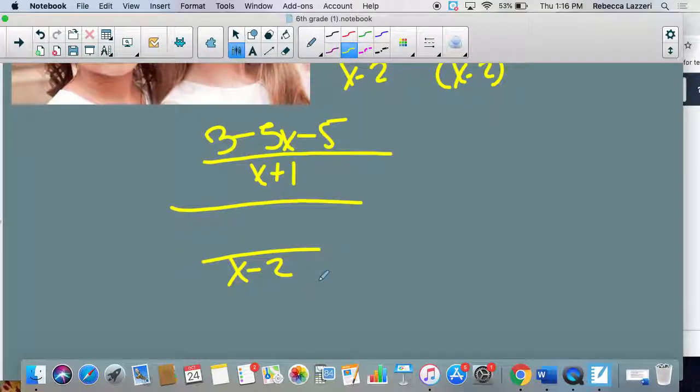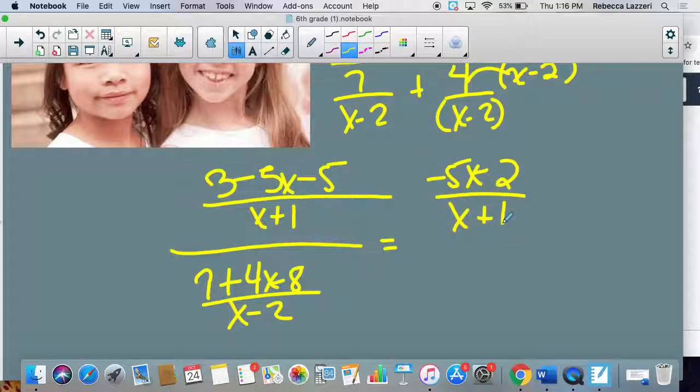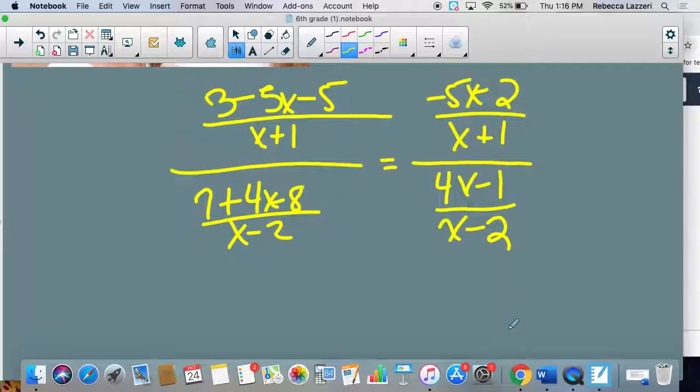And on top of that denominator, I have 7, and I have plus 4x minus 8. I hope this makes sense to you. It's not the way I'm going to recommend you work the problem. So now I have negative 5x minus 2 over x plus 1 divided by 4x minus 1 over x minus 2. And now you have a fraction divided by a fraction.